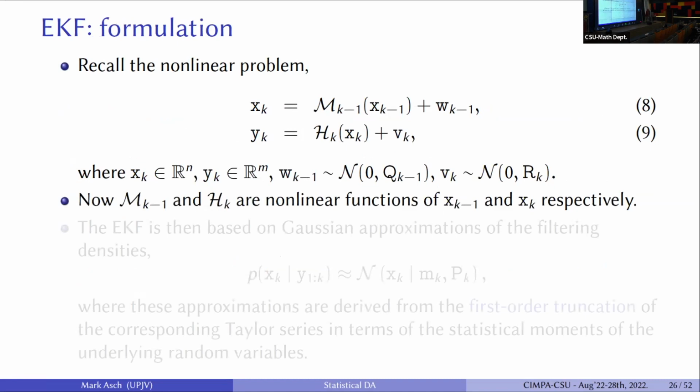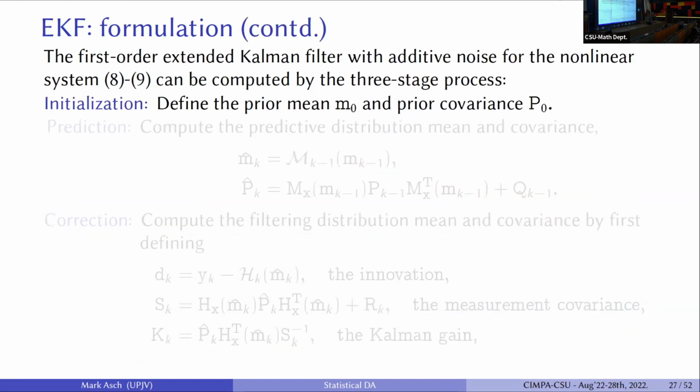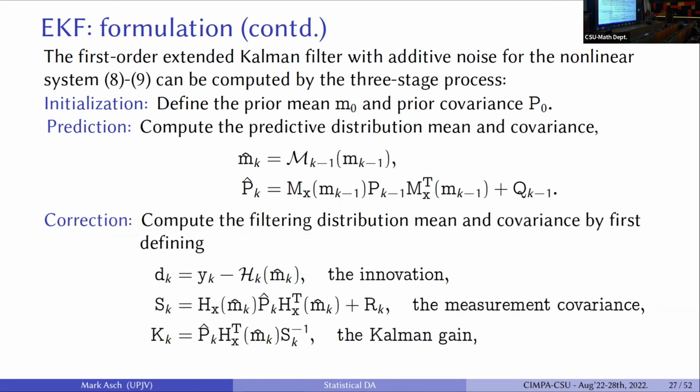I won't go into it, but basically the difference is that here I start with nonlinearity, and here I haven't done the multiplicative noise case. One uses a Gaussian approximation, that's classical. Then we take the first order truncation of the corresponding Taylor series to get the linearization of our equation. I'll just show you what we get at the end.